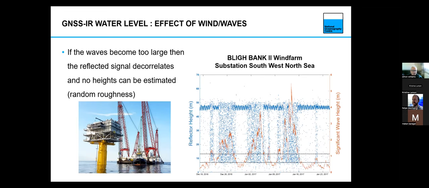Here's a really good example of a substation in the southwest North Sea, Blaibank Wind Farm. You can see it's about 46 meters above sea level. You get a really good signal. The orange line is significant wave height nearby. When the significant wave height reaches just over 1 meter, the signal decorrelates enough that you just can't get water levels from that site.